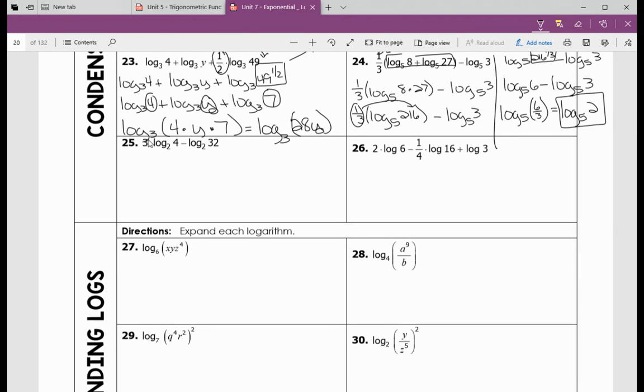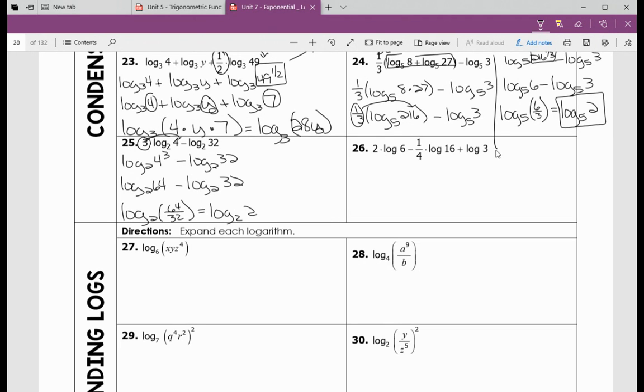So in number 25, I do have powers, or a power I need to deal with. So that's log base 2 of 4 to the 3rd power, which I will turn into 64, because 4 to the 3rd power is 64. I now have a log base 2 minus a log base 2. So I get 1 log base 2 with a fraction, 64 divided by 32, and that will reduce to log base 2 of 2.